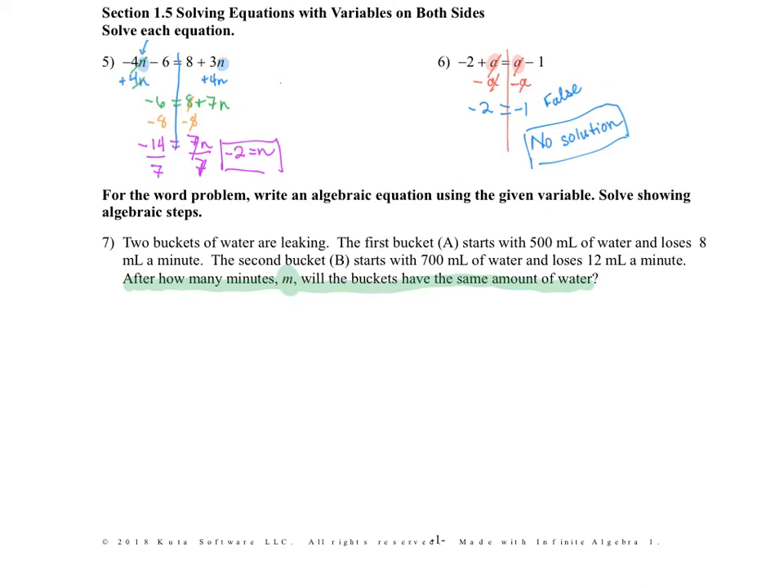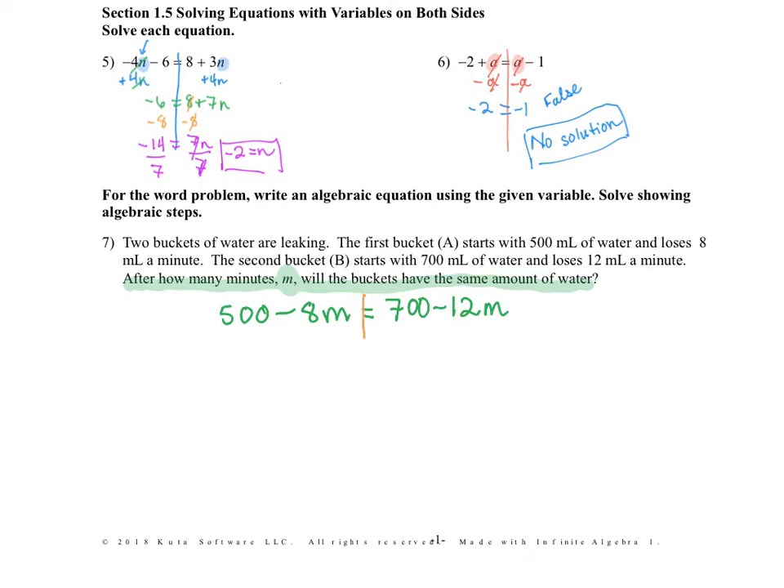So for this one, it says 2 buckets of water are leaking. The first bucket, A, starts with 500 milliliters of water and loses 8 milliliters per minute. So we're going to start with 500 milliliters. You don't need to write the unit. And it's losing, so that's subtracting 8 milliliters per minute. And that's going to equal what's in the second bucket, which starts with 700 milliliters of water and loses 12 milliliters per minute. And now those two expressions are equal.